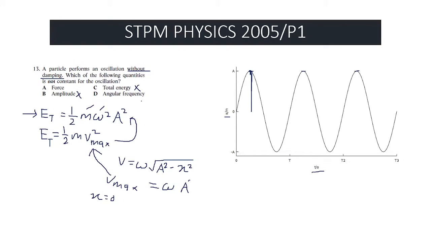Now how about D? D is angular frequency. The angular frequency is given by omega. This is constant. It does not change from time to time. So D is also not our answer. So the correct answer is A.